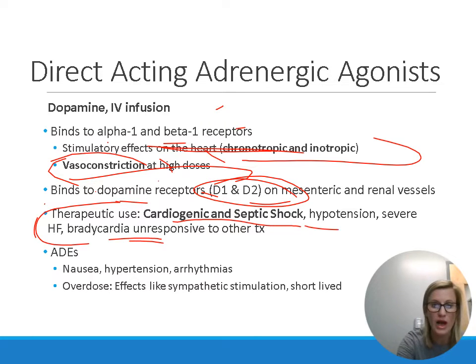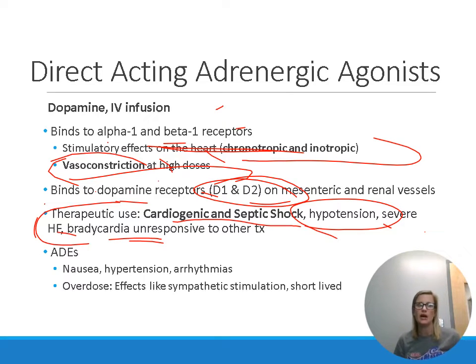Dopamine can be given for hypotension and for severe heart failure. Generally, we don't give agents that stimulate the heart for heart failure because that actually worsens the heart failure. But when a patient is in very, very severe heart failure, kind of at the very end of life, we do give agents like dopamine because they improve the way that the patient feels. Also can use it for bradycardia that's unresponsive to other treatments. So it would not be first-line therapy, but it can be used.